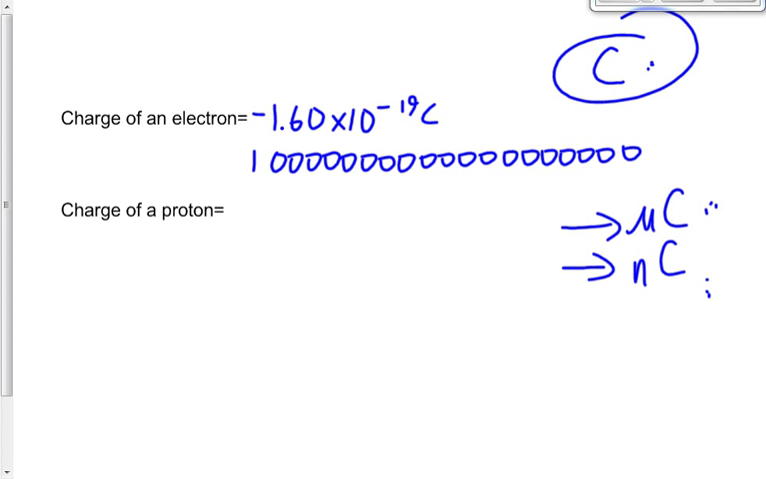It's the same thing, except it's positive, right? So we're going to say that it's positive 1.60 times 10 to the negative 19 coulombs. You need about 10 to the positive 19 protons to make a Coulomb of charge as well. So again, the Coulomb is a really, really, really big unit of charge.